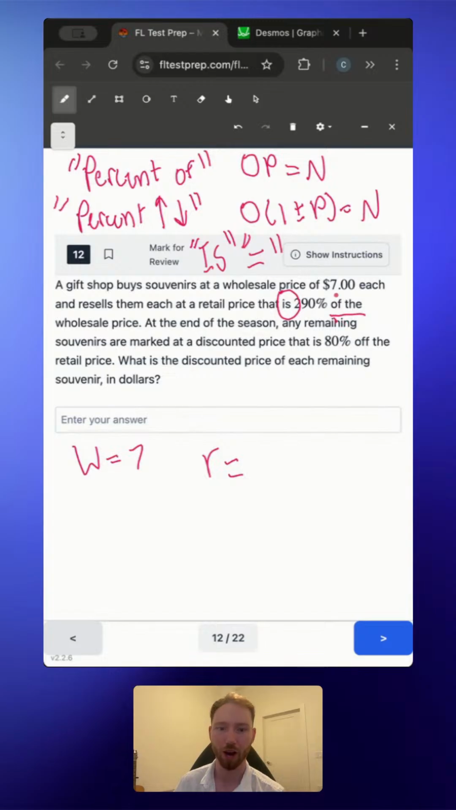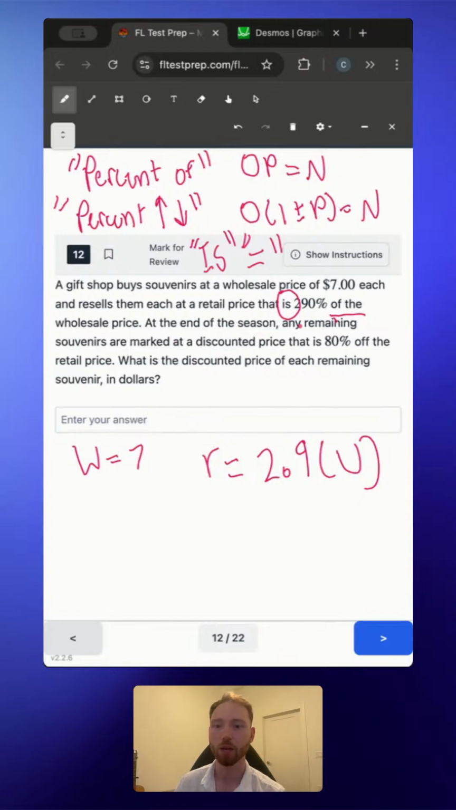So we see this percent of the wholesale price. So we already know it's going to be 290%, so 2.9 times the wholesale price. You see how we're building this equation. But keep reading, make sure you build all your equations before you attempt.